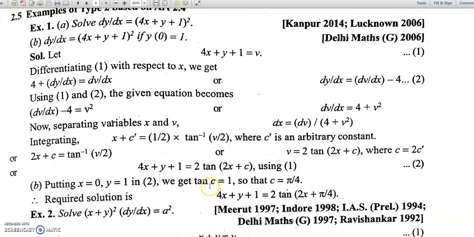So we get tan c equal to 1. So what we get? c equal to pi by 4. So we are replacing c by pi by 4. So this is a particular solution for a particular value x equal to 0, y equal to 1. And the earlier one is the general solution because here c is present. Understood? When c is present, we call the solution a general solution. Then for a particular value of x, y, when we get the solution, that is called a particular solution, right?